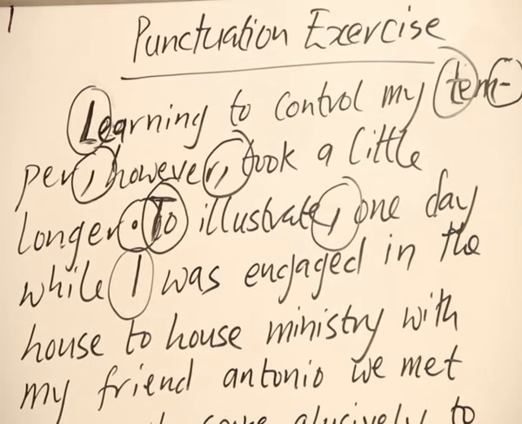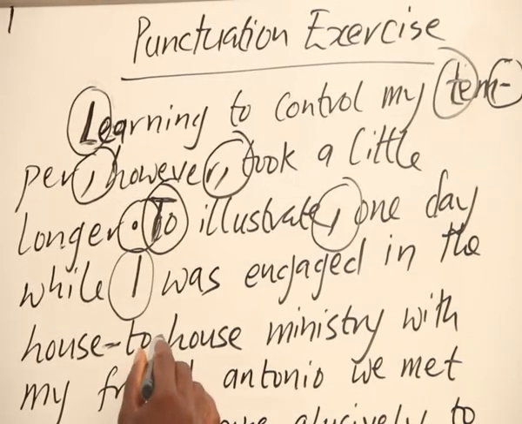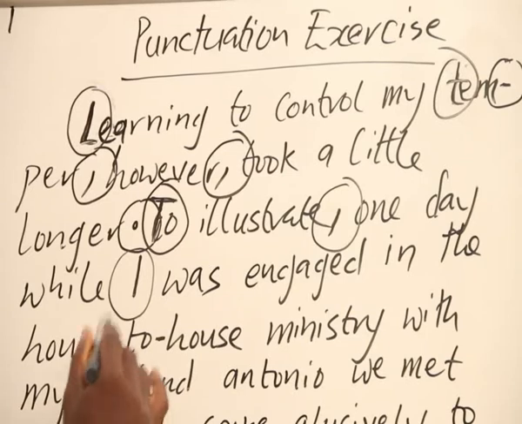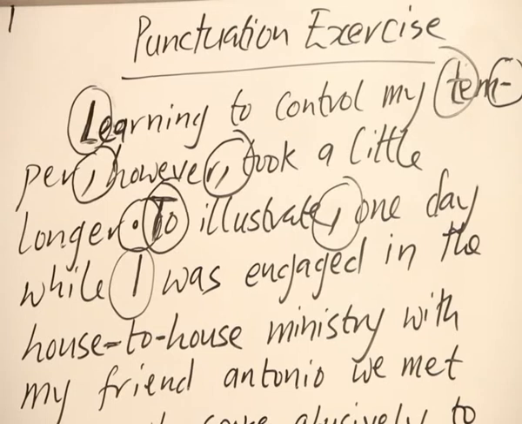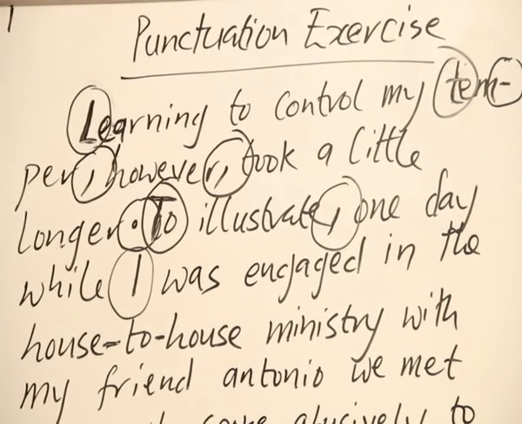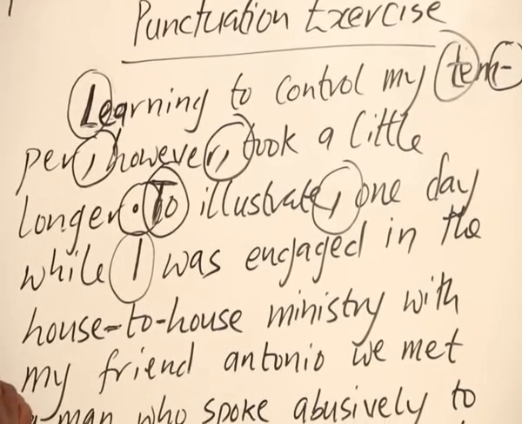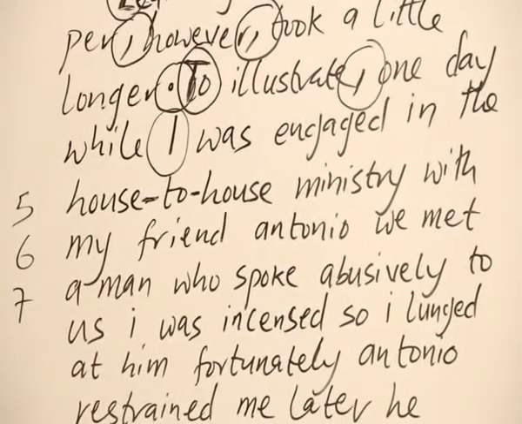Then we have while I was engaged in the house to house, we have this, and then we have a correction on the 5th line. Now we have this hyphen to make a compound word. House to house is taken as one word there, and so we need to hyphenate them. Ministry with my friend. Now, so we are through with line 5. We can take this as line 5. This is line 6. This is line 7. Okay, let's move on.